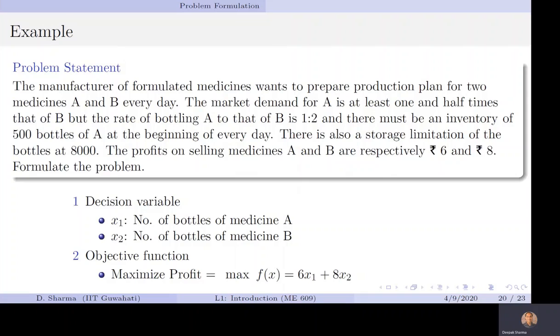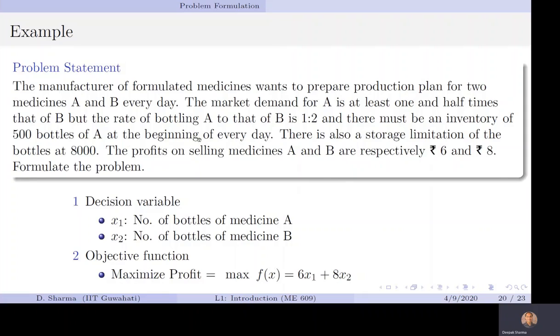The manufacturer of the formulated medicine wants to prepare a production plan for two medicines, A and B. The market demand of A is at least 1.5 times that of B, but the rate of bottling A to that of B is 1:2. There must be an inventory of 500 bottles of A at the beginning, and there is also a storage limitation of 8,000 bottles. The profits on selling medicines A and B are 6 rupees and 8 rupees.